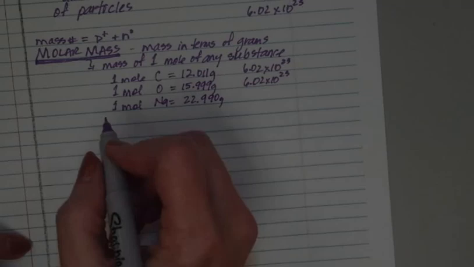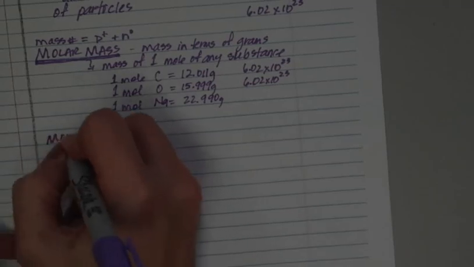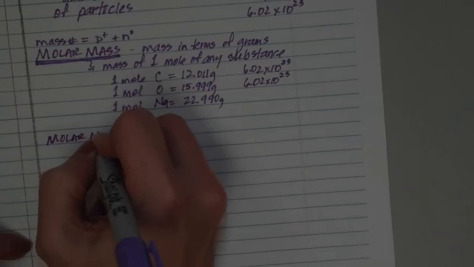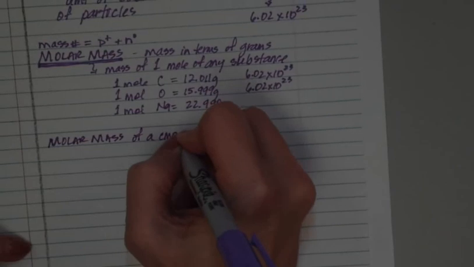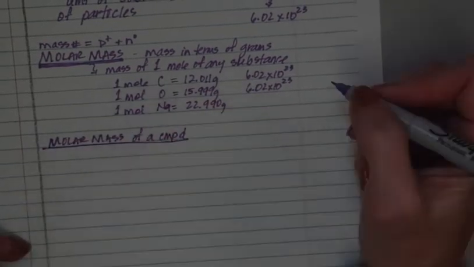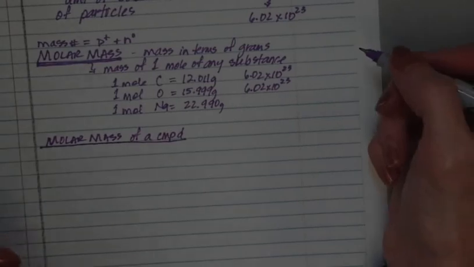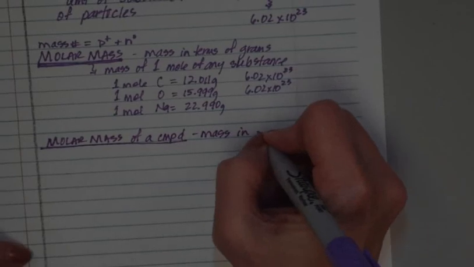Now, we can also do the same thing with a compound. So we can talk about the molar mass of a compound, which is really useful because most of the chemicals that we use are not pure elements. They're going to be compounds of something. And this is the mass in grams of 1 mole of a compound.